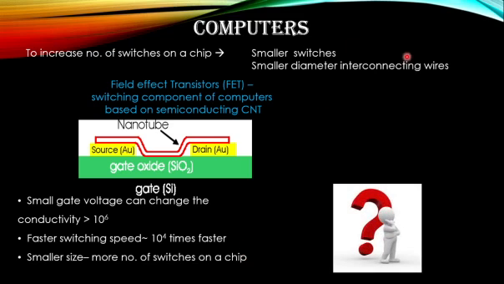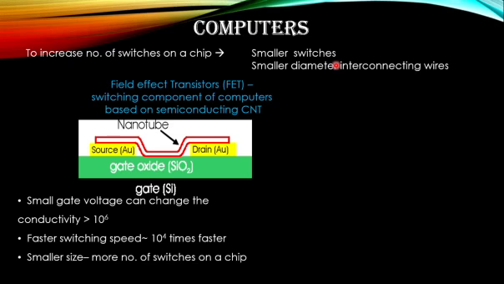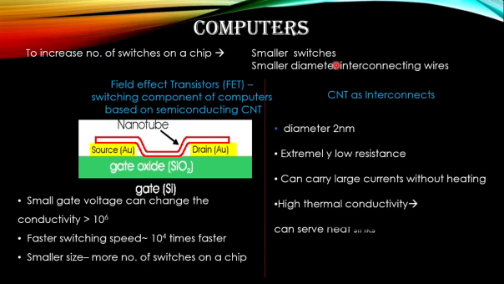Okay, now what about the interconnecting wires? We should have smaller diameter interconnecting wires also. So the answer to that is carbon nanotube can serve as a switch as well as interconnects. Like carbon nanotube has only a 2 nanometer diameter, or it would be in the 2 nanometer range.